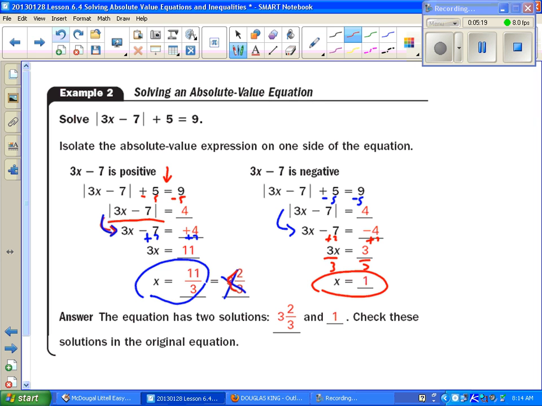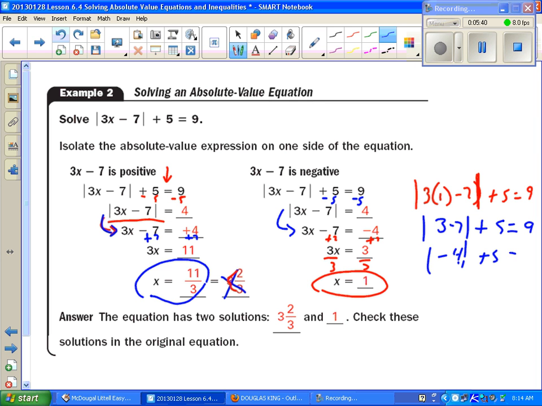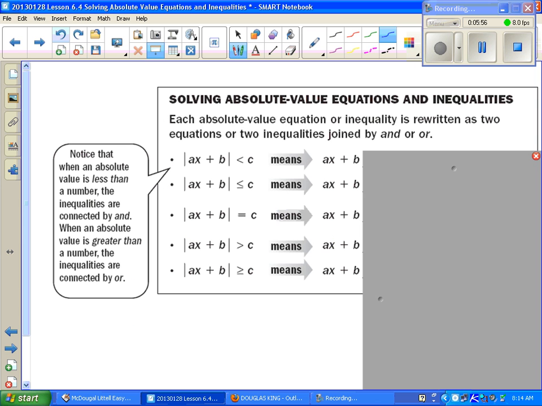Checking the 1 is a whole lot easier. 3 times 1 minus 7 plus 5 equals 9. A lot of times when you're checking this kind of stuff, you just need to mentally do it. You don't need to actually write it out. So 3 times 1 is 3, minus 7, plus 5 equals 9. 3 minus 7 is negative 4. The absolute value of that is 4, plus 5, which is a true statement, 9. You can do the same thing with 11 over 3. Remember, you can always cancel out fractions by getting rid of the divide by 3 by multiplying everything by 3.